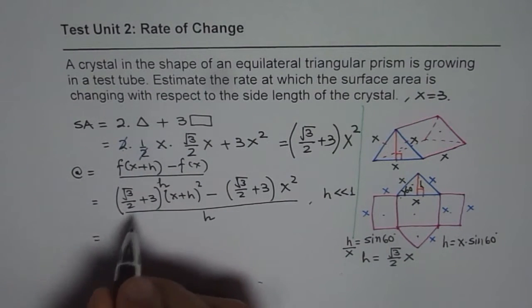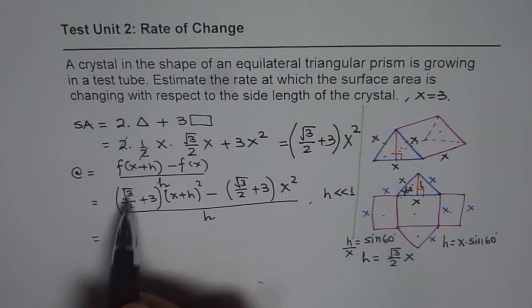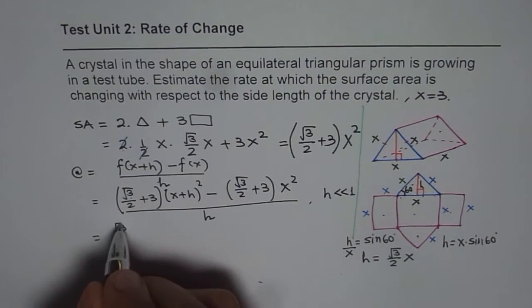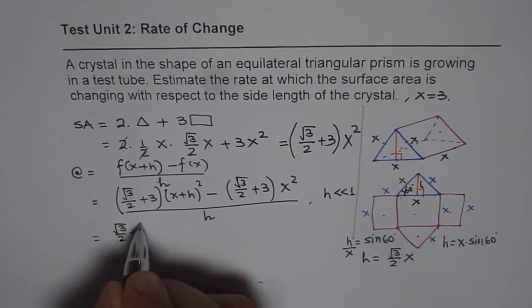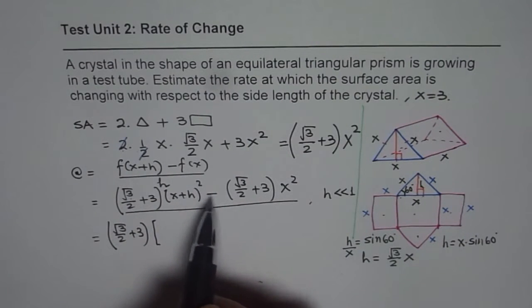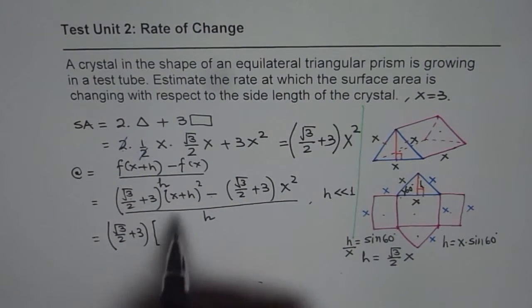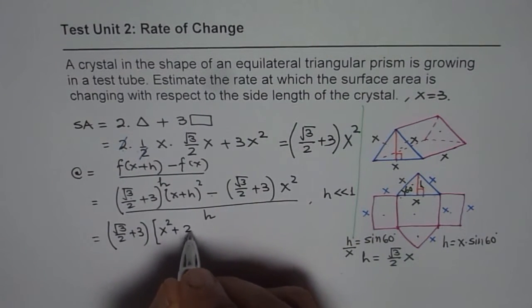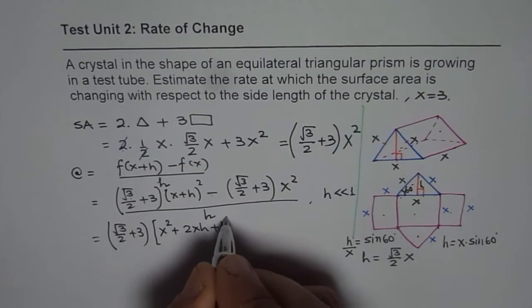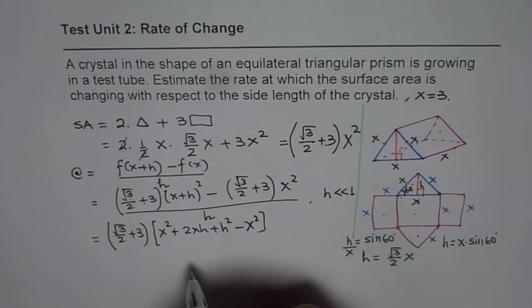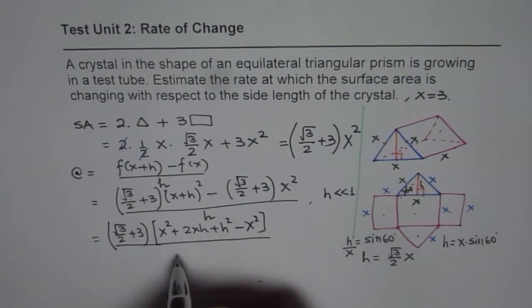Now let me expand this. So I can take this factor as common. Let me write this as (square root 3 over 2 plus 3), because I know I'm running out of space here. And within the bracket, what do I get? I get (x plus h) whole squared minus x squared, correct? So I'll just expand this. What I get is x squared plus 2xh plus h squared, and then minus this x squared, which comes here. Is it okay? Everything divided by h.